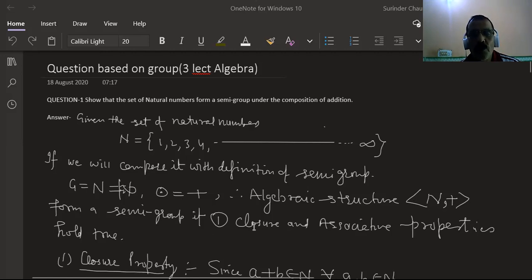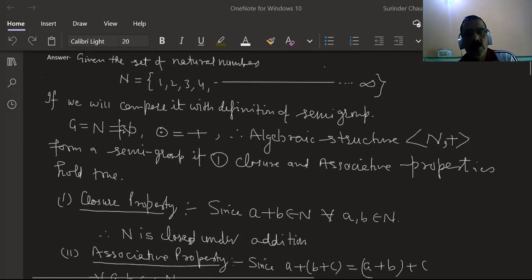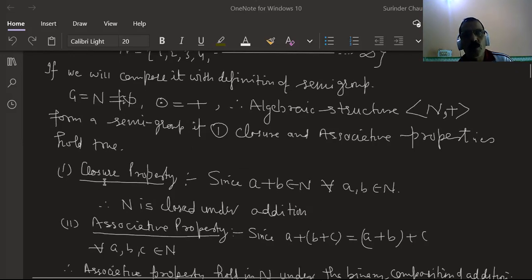For it to form a semigroup, the closure property and the associative property must hold true in the set of natural numbers. First we'll show the closure property. Since a plus b belongs to N for all a, b belonging to N, that is, if out of infinite natural numbers you take two natural numbers a and b, their sum is also a natural number. This implies the closure property holds true in the set of natural numbers.